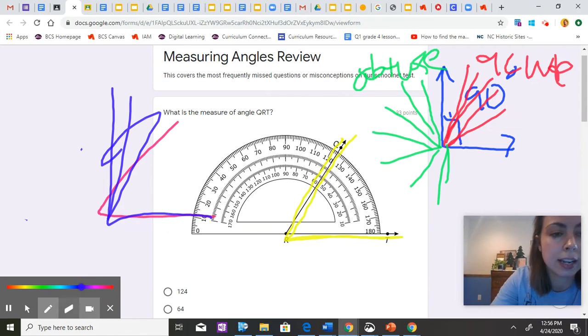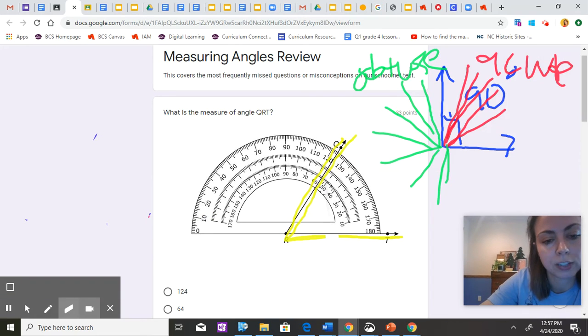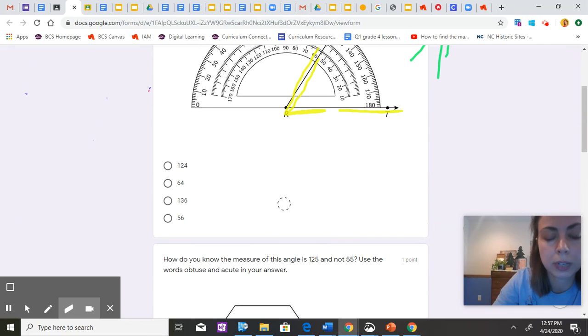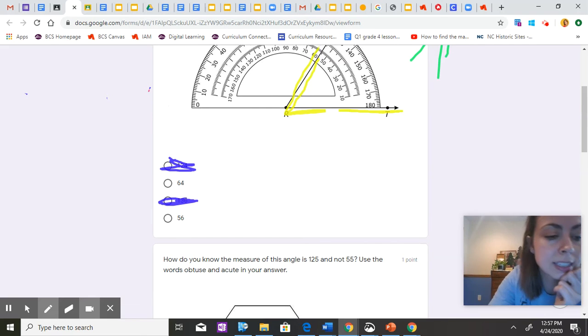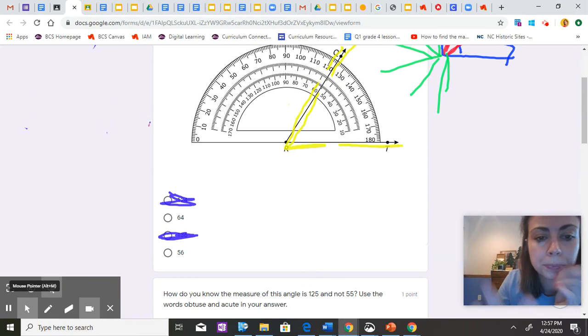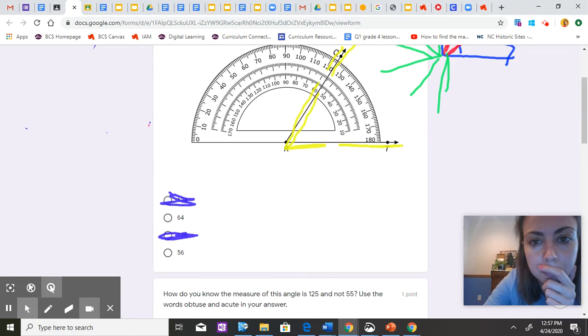So we're going to look at it, and based on what we just said from our answer choices, we can eliminate two of those choices. So the first answer is 124, and then we have 136. Those are more than 90 degrees, so we can eliminate those. And we know that this one is less than 90 degrees. So as you look at that, we have two options.